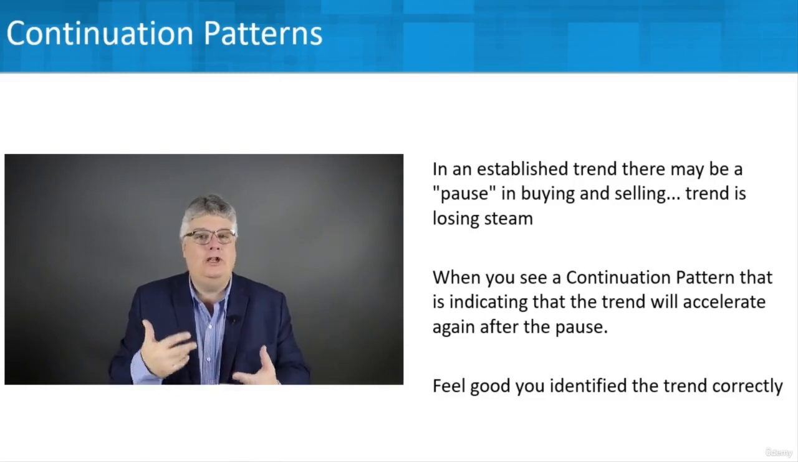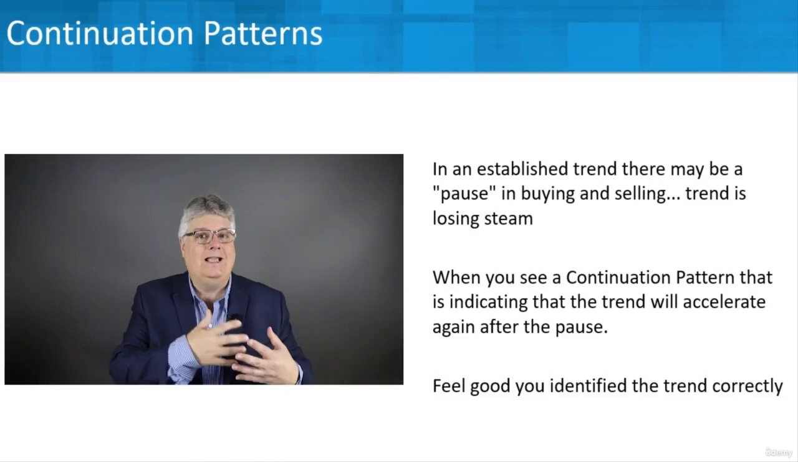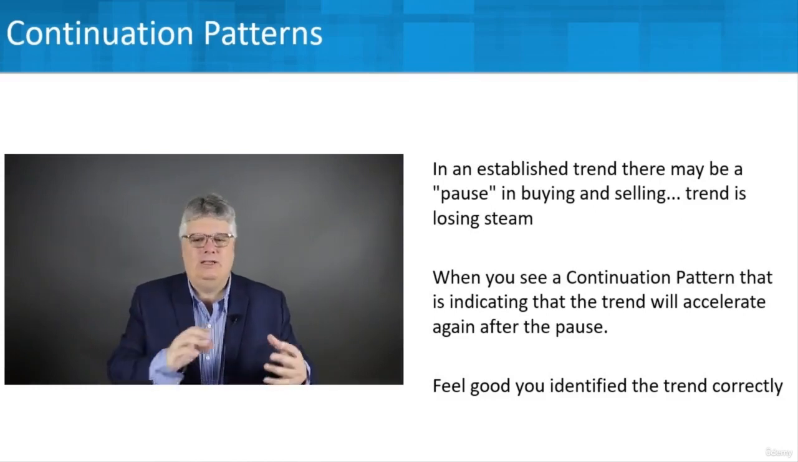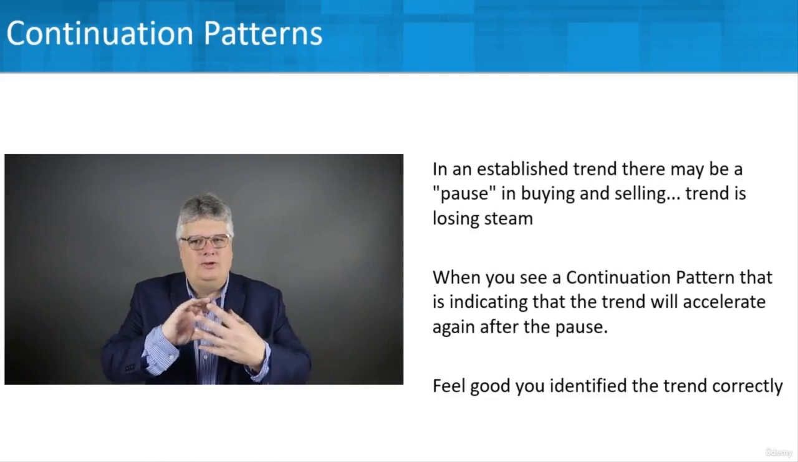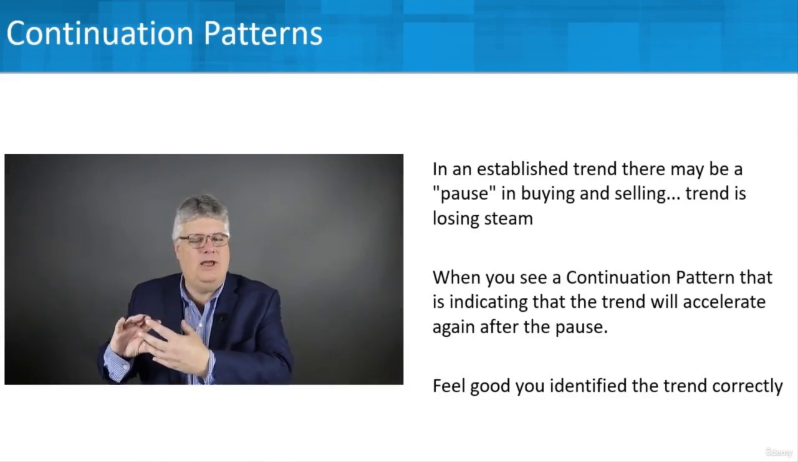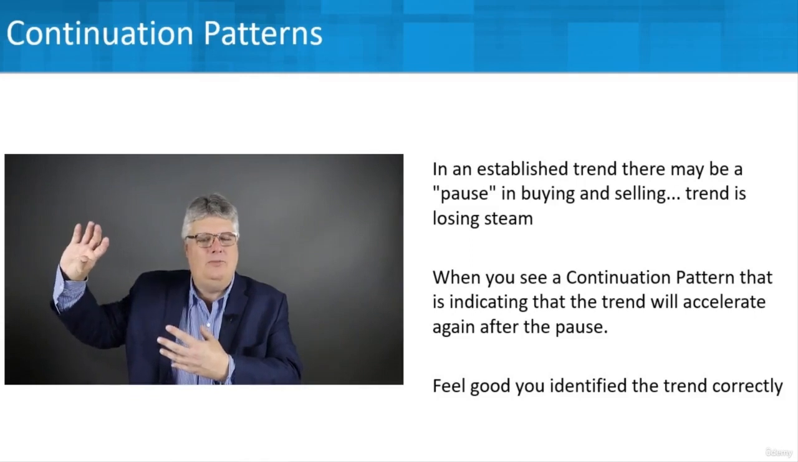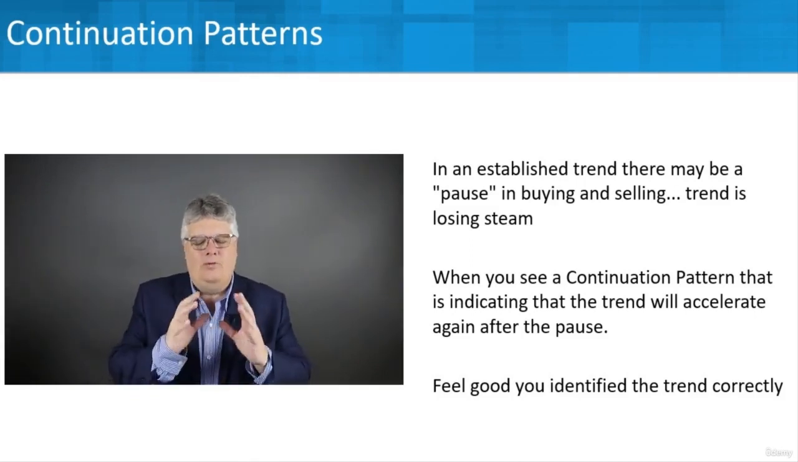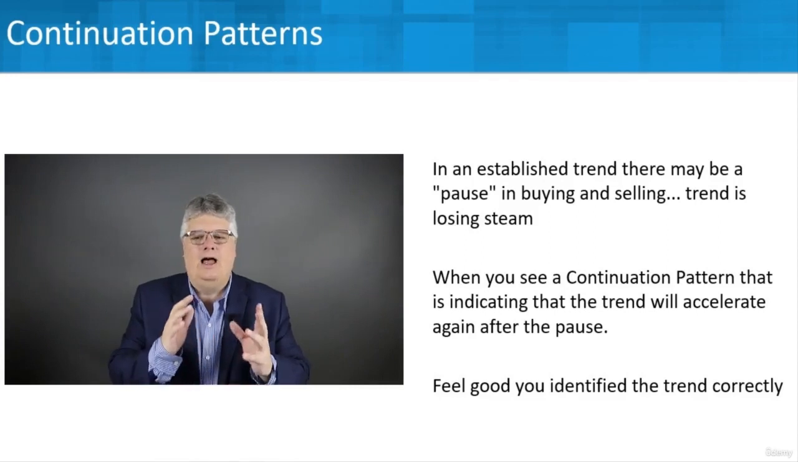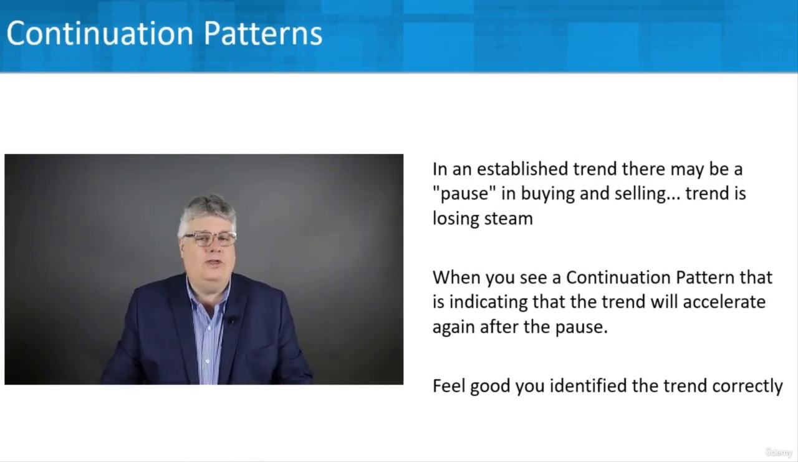And when you see a continuation pattern, that is indicating that the trend will accelerate again after the pause. So let's use that example of an uptrend going up. There's a pause, so prices stabilize or go sideways, maybe down a little bit, and then with a continuation pattern, they would keep going up. When you're investing off a trend and you see a pattern there, you can feel good that you've identified the trend correctly. You can feel good that you have a really good handle on how this particular security is trading at this moment, because you see the trend, but you also see the continuation pattern reinforcing that. And we can make trading decisions around that as well.